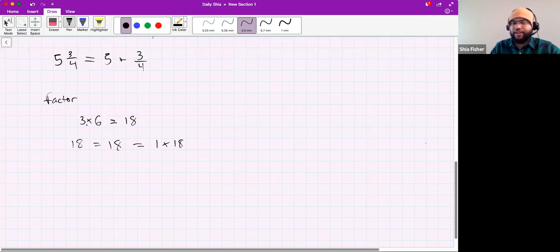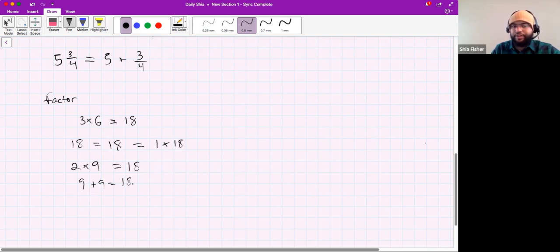So when I say, what is the product of 3 and 6, and you say 18, I could also ask you, what are some factors of 18? And you could say 3 and 6. You could also say 1 and 18. Those are all factors of 18. Another one, for example, might be 2 and 9, right? If I said, what is the product of 2 and 9, you would say 18, because 9 plus 9 equals 18. There's 2 9s, and so there you go.